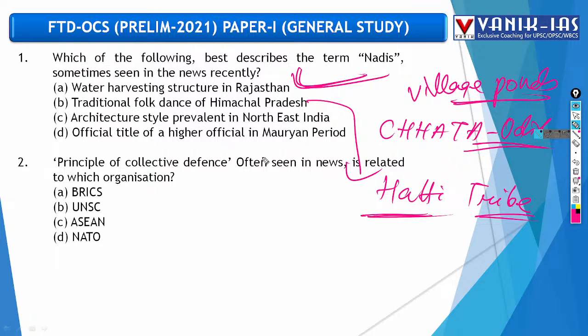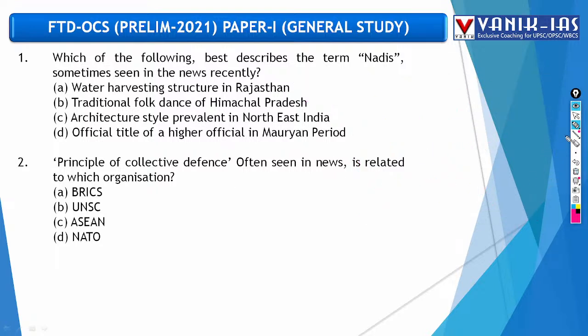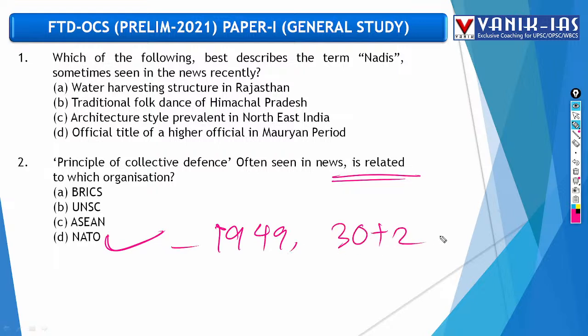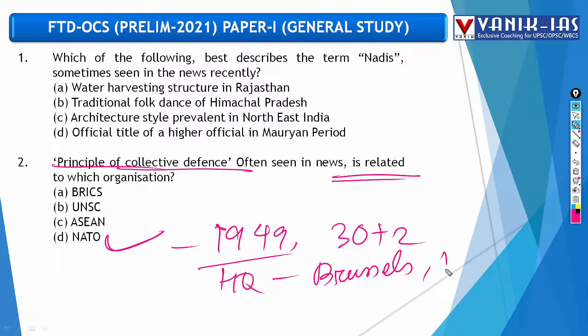Next: the principle of collective defense is often seen in the news. It is related to which organization? It is related to NATO, the North Atlantic Treaty Organization. It was established in 1949. Currently, it has 30 plus 2 members, as Sweden and Finland have joined it. It is collective security, or the principle of collective defense. The headquarters of NATO is at Brussels, Belgium.